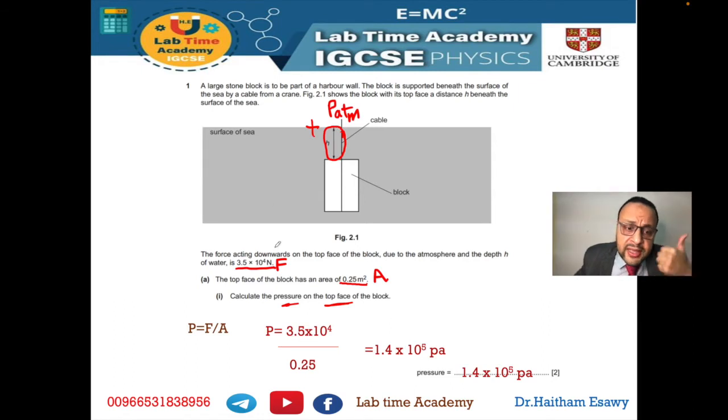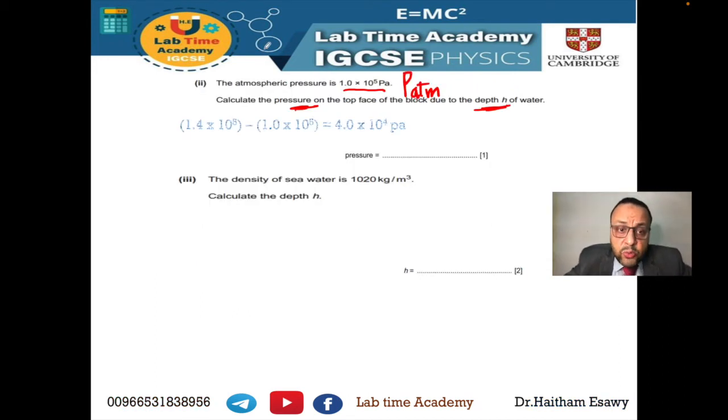In the last question, he asked me to calculate the pressure on the top face of the block. This number is the total pressure. But in part (ii), he asked me to calculate the pressure due to this depth. So actually we have to subtract the atmospheric pressure from the total pressure, so we can get the pressure due to this depth of the water. So now we can write here 1.4 times 10 to the power of 5, which is the total pressure we got from the last question, minus the atmospheric pressure, so we can obtain the pressure due to the depth of water.